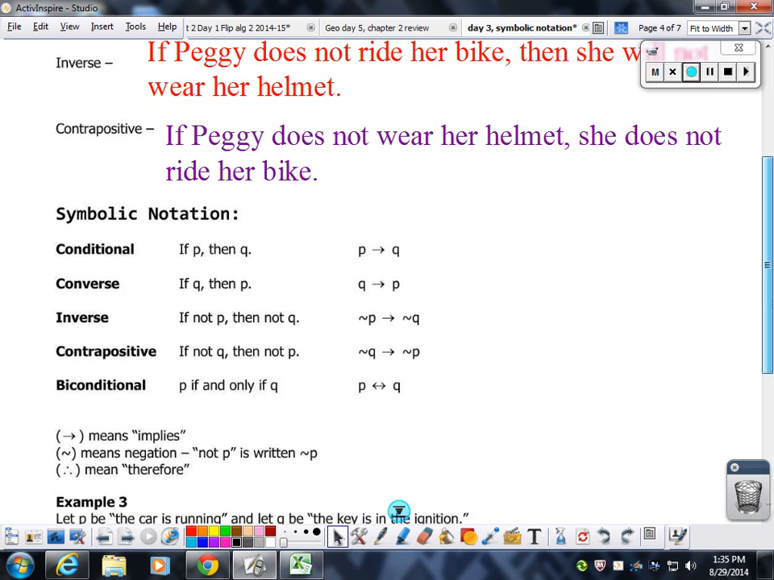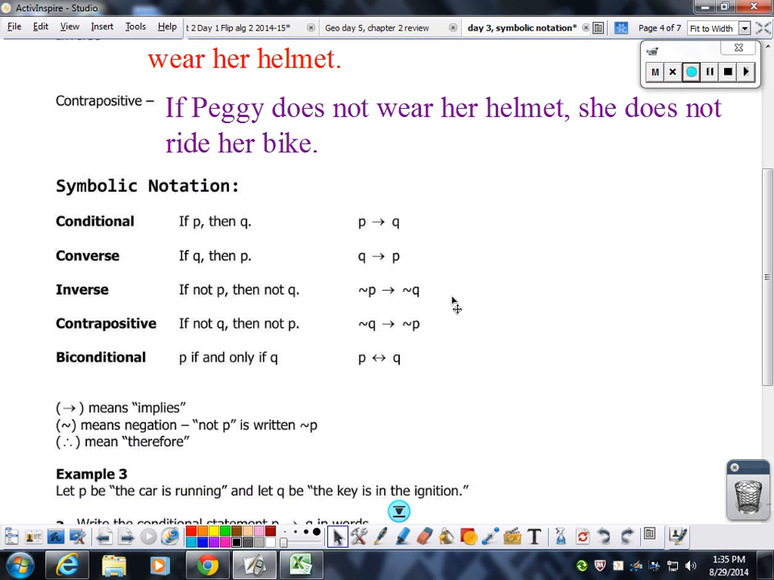Symbolic notation, as I'll tell you guys several times throughout the year, mathematicians are lazy. And we don't want to write out all these big words, so we've come up with abbreviations for almost anything. So for a conditional statement, if our conditional statement was if P then Q, we could just write P arrow Q, or that would read as P implies Q.